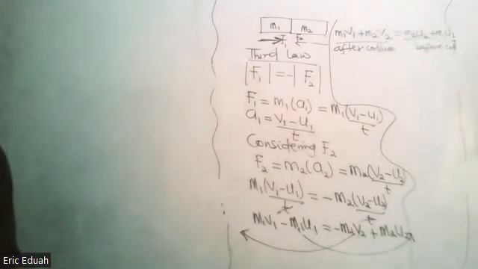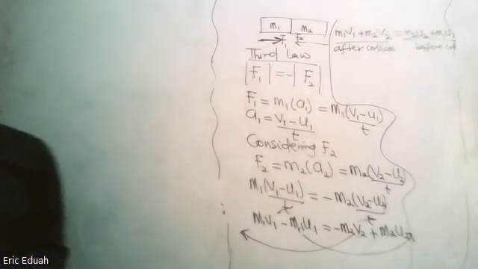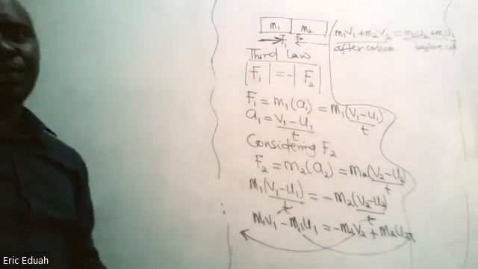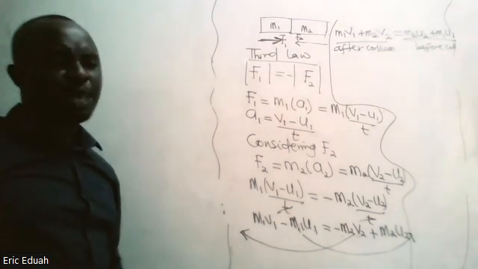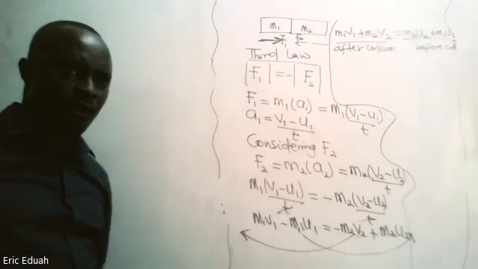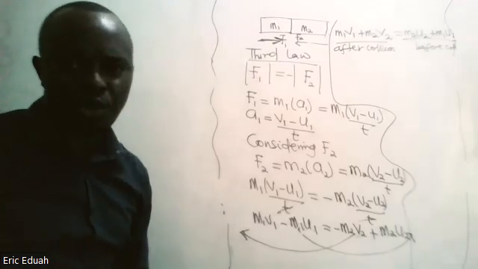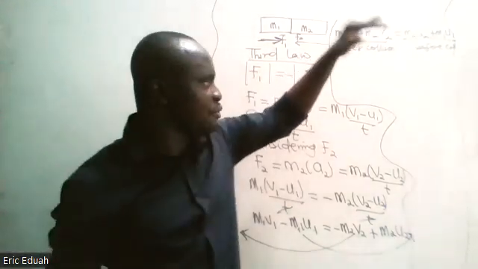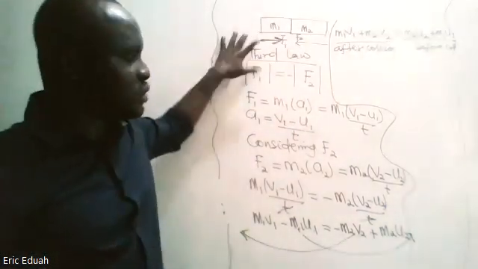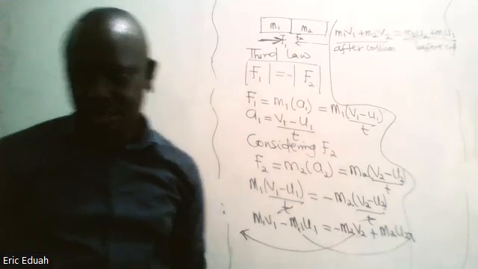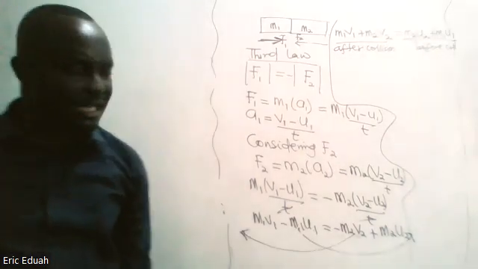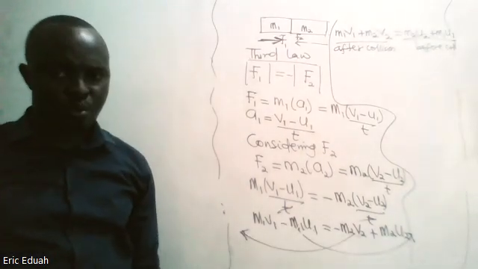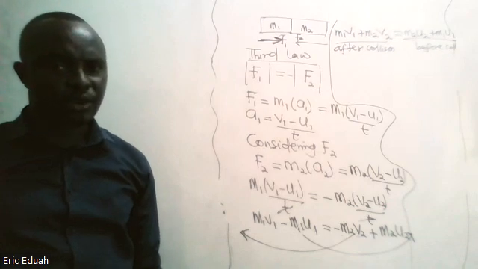And the law of conservation of linear momentum says that for any two interacting bodies, the sum of momentum before is equal to the sum of momentum after collision. And we've proven that using Newton's third law of motion. Please, is that okay?